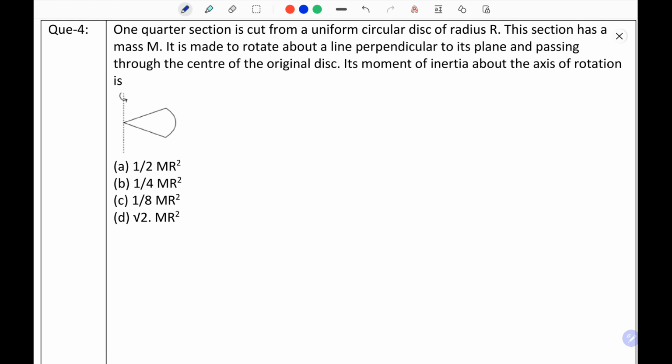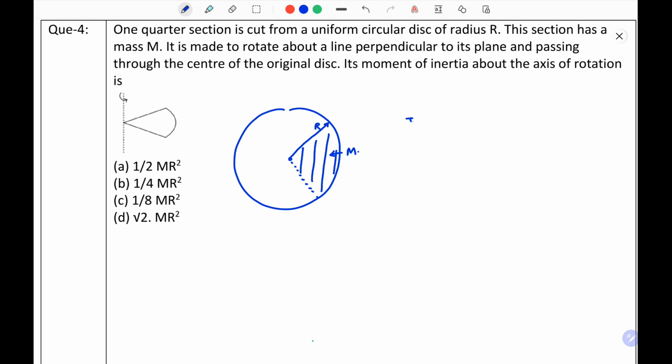Fourth question is, one quarter section is cut from a uniform circular disk of radius R. This section has a mass M. It is made to rotate about a line perpendicular to its plane and passing through the center of the original disk. Its moment of inertia about the axis of rotation is. Suppose the disk is having the radius R, and from this disk one of the quarter is cut. So this quarter is the 1/4 of the original disk, and this quarter has the mass capital M.